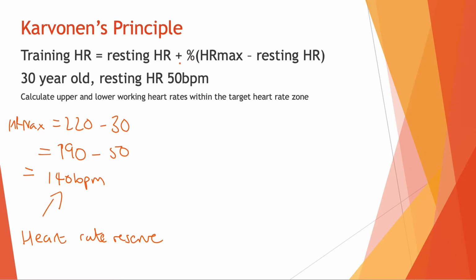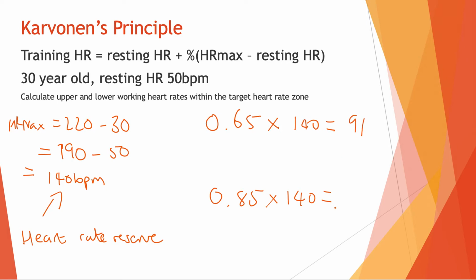We then can do the rest of the equation. So we're going to times it by our desired percentage. Now we're using the target heart rate zone. Our desired percentages are 65 and 85%. So it's the same as with the maximum heart rate method. We do 0.65. This time we're timesing it by our heart rate reserve, so 140 in both instances. So 0.65 times 140 is 91. 0.85, sorry, times 140 is 119.